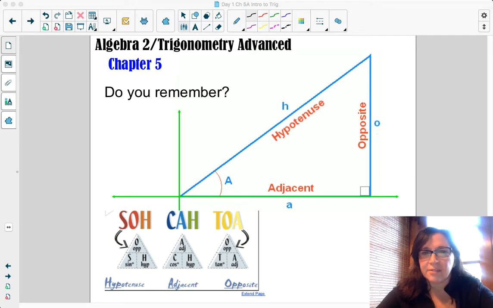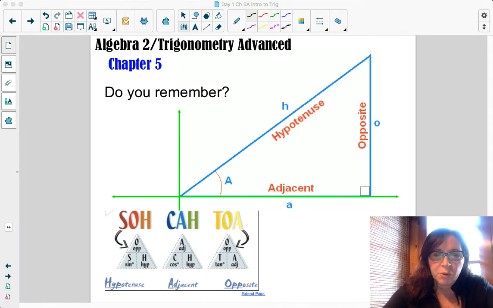Hi everyone, today's lesson is on right triangle trigonometry using sine, cosine, and tangent. So let's get started. Let's see how many of you remember the mnemonic SOHCAHTOA, which is written right here.